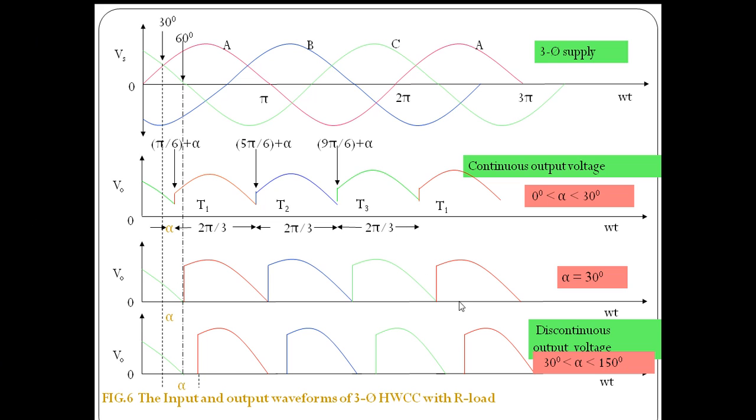If we closely observe, for a firing angle of 0 to 30 degrees, the output is not reaching 0. We are getting continuous output voltage. At alpha equal to 30 degrees, the output just reaches 0. For more than 30 degrees up to 150 degrees, we observe discontinuous conduction. At this portion, no thyristor is in conduction. So we observe discontinuous output voltage for a firing angle more than 30 degrees up to 150 degrees.